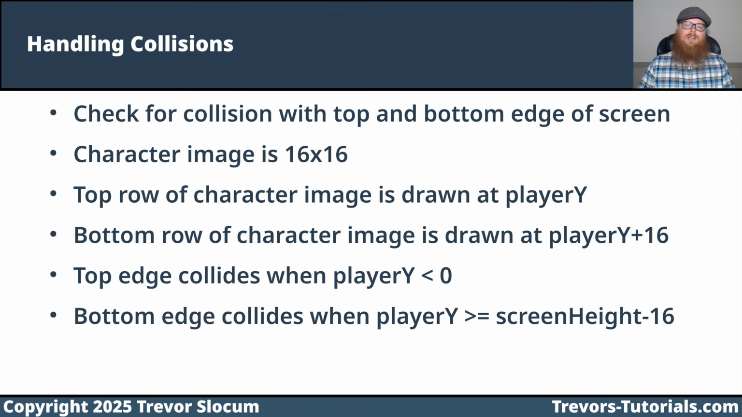In this game, we'll check for collisions between the player character and the top and bottom edges of the screen. The character image is 16 pixels wide by 16 pixels high, and we'll draw the top row of the image at the player's Y position. Since the image is 16 pixels high, that means the bottom row of the character image is going to get drawn 16 rows below that position. To check for a collision between the player character and the top edge, we just check if the Y position is less than 0.